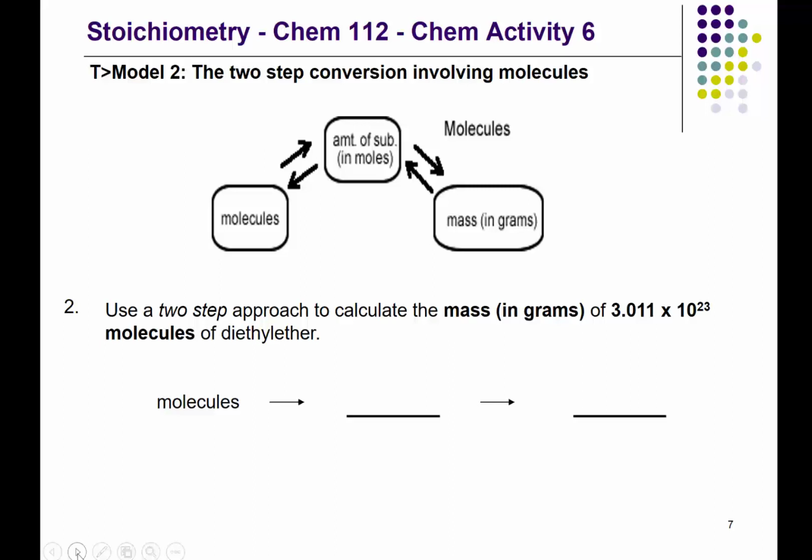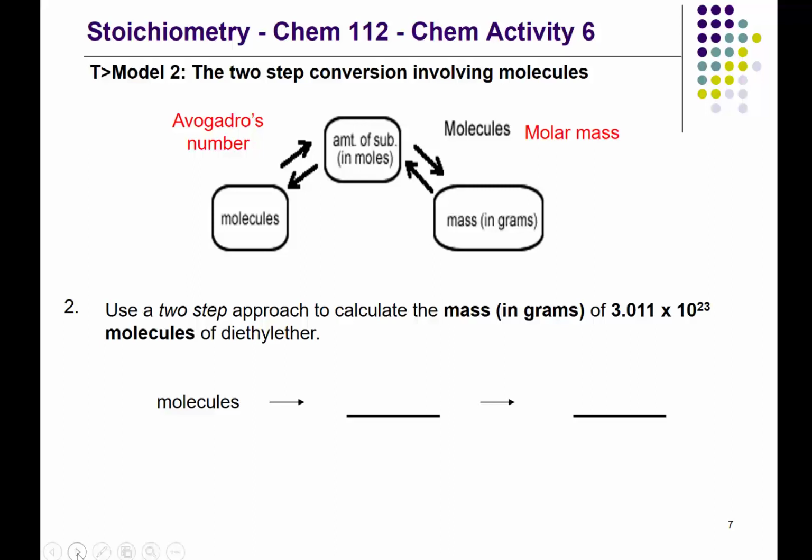Except earlier when we saw this diagram, instead of molecules, it was atoms, for instance, or it could be any kind of particle. In this case, we're focusing on molecules. The conversion factors that are required, of course, are Avogadro's number to convert between molecules and the amount of substance. And of course, to convert between the amount of substance and mass, we've got the molar mass.